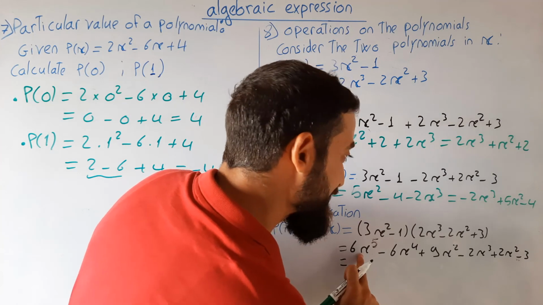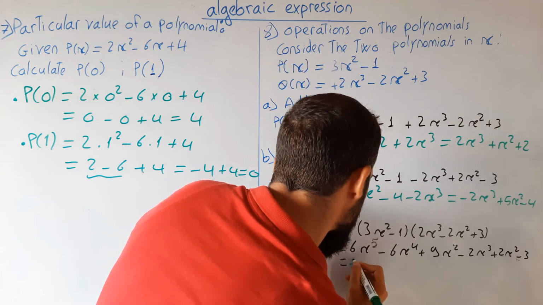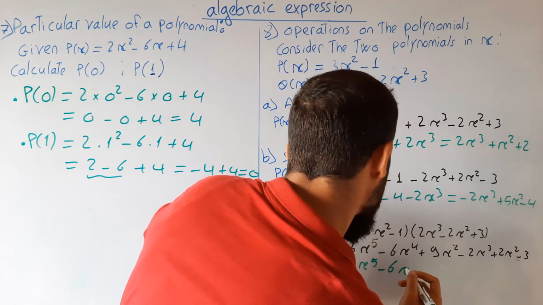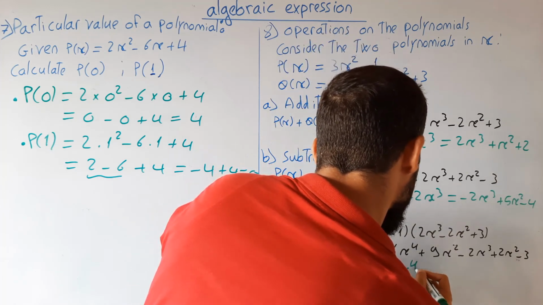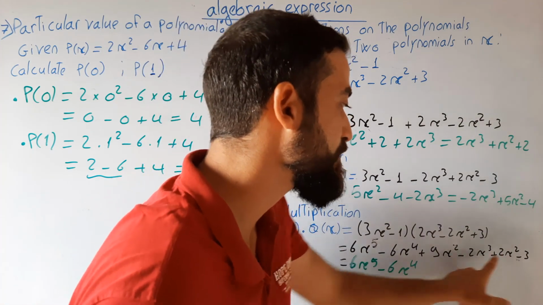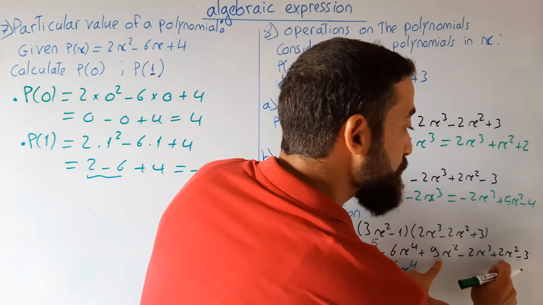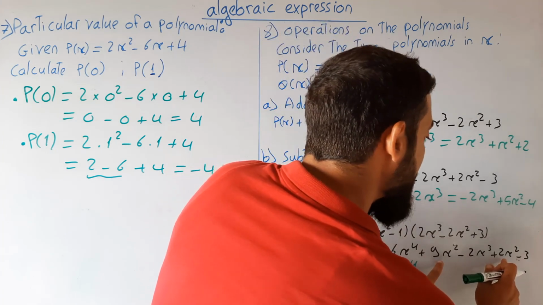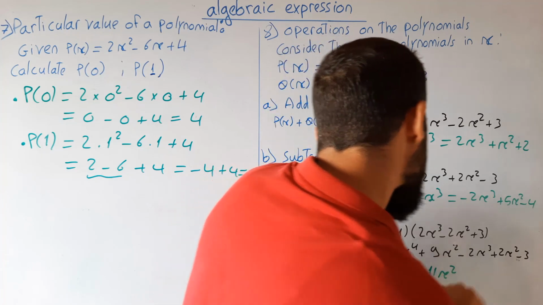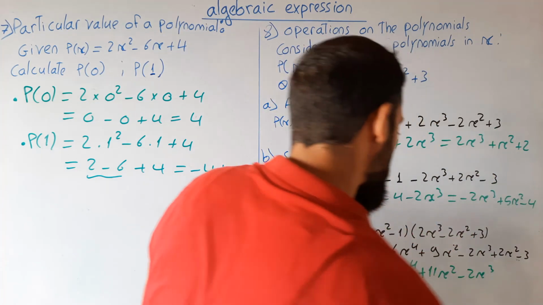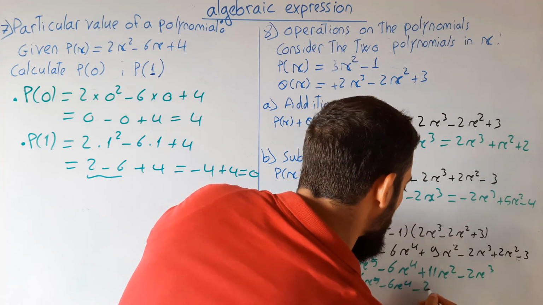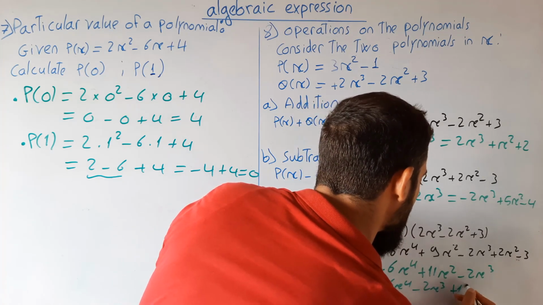So 6x^5 minus 6x^4. 9x^2 and 2x^2 are similar monomials because they have the same literal part, x^2. So calculate 9x^2 plus 2x^2, because they are similar monomials: 9 plus 2 equals 11, so plus 11x^2 minus 2x^3. So equals 6x^5 minus 6x^4 minus 2x^3 plus 11x^2.